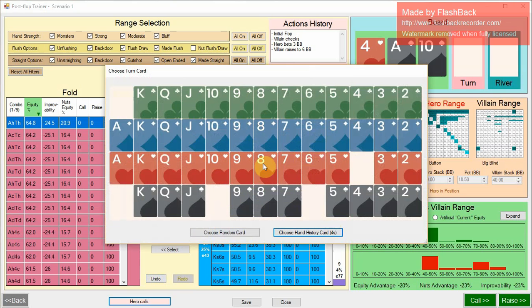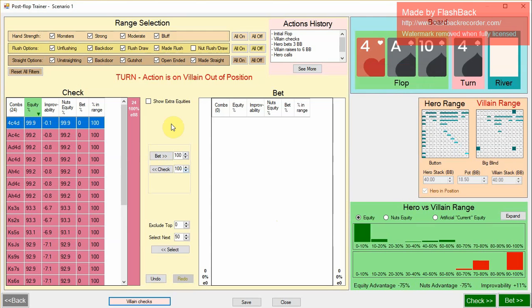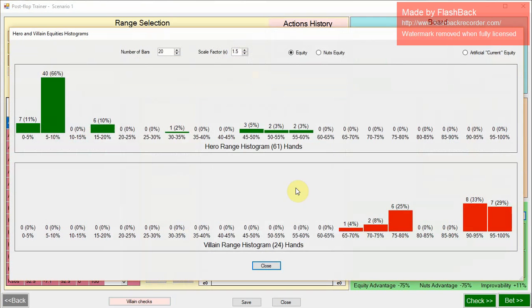You can pick any card you want for the turn, but in reality what happened was it was the 4 of spades. So let's carry on with the actual scenario. Okay, you can now see that with the card that came, the 4 of spades, which is very good for the villain because it improves all his strong made hands, and it also brings all his flushes in.